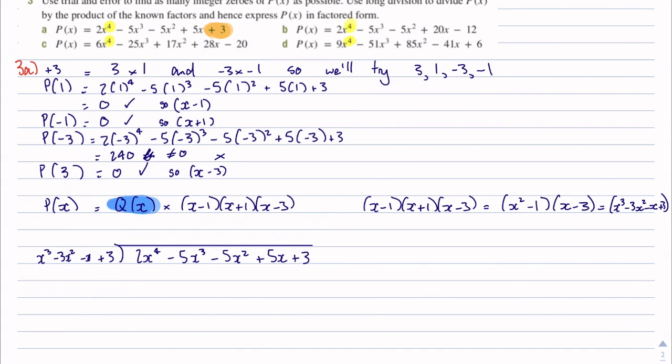Okay, how many x cubes go into 2x to the 4? 2x of them, sorry. Multiplying right below, 2x to the 4 take 6x cubed, take 2x squared plus 6x. Subtract and drag down.